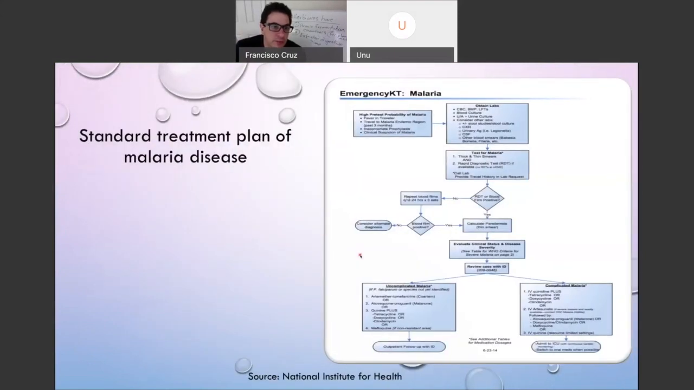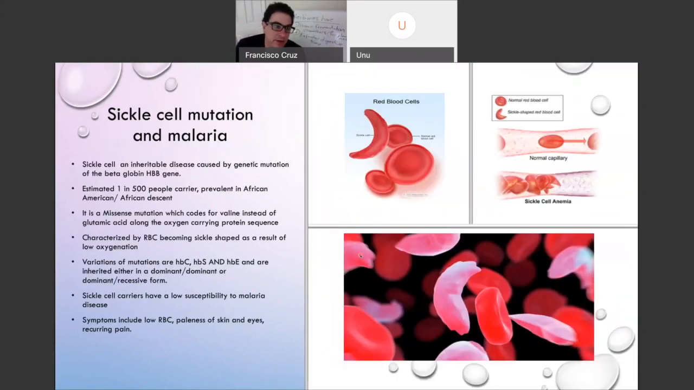So, standard treatment plan of malarial disease. This is too busy. Yeah. If it's just 10 minutes, I can take out some of it. This whole thing, just talk over it. Just take all that out. Yes, then just go straight to sickle cell anemia.